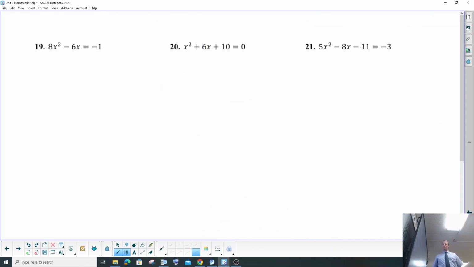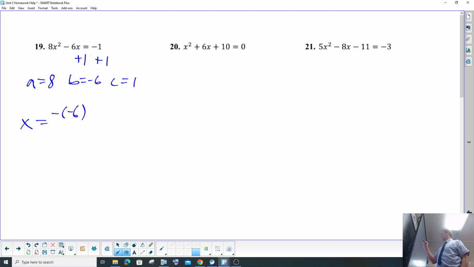So number 19 could be quadratic. It's looking suspicious there. So let's just jump to that, because that just seems easier for this problem. So your A is 8. Your B is negative 6. And your C is a positive 1. Good. Not a negative 1 because you have to add it over to the other side first. And then we go x equals negative b, negative 6, plus or minus the square root of b squared, which is negative 6 all squared, which is 36.